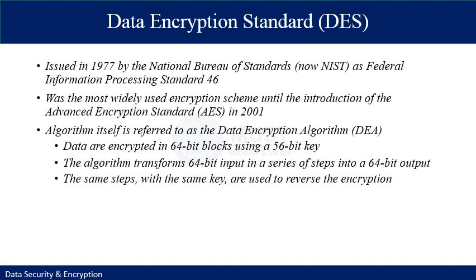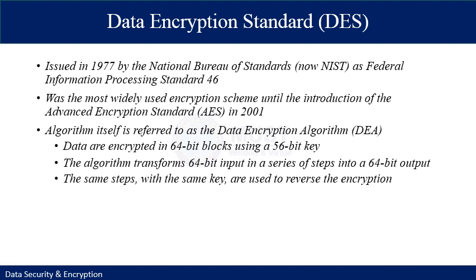The underlying encryption and decryption algorithm was the same for data encryption standard and the triple data encryption standard. It still remains an important data encryption cipher, and it is very much useful to understand its principles. So if we look at the history of data encryption standard, it was issued in 1977 by National Bureau of Standards, known as National Institute of Standards for Technology, as Federal Information Processing Standard, and it was most widely used encryption scheme until the introduction of Advanced Encryption Standard, which was introduced in 2001.